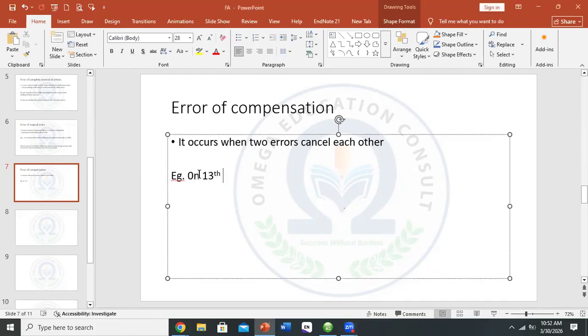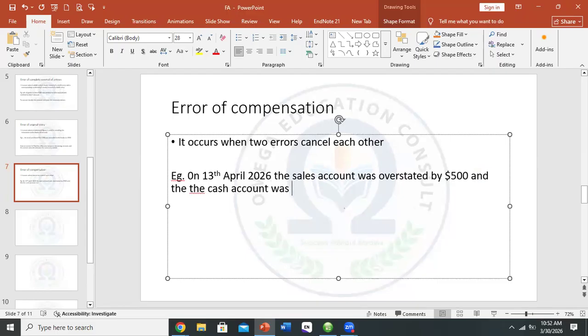On 13th April 2026, the sales account was overstated by 500 and the cash account was overstated by 500. So look at it. Sales has a credit balance, so if you overstate sales, it means you have added 500 to the credits. Cash has a debit balance and you have overstated that one too by 500. So here you are overstating a credit and you are also overstating a debit. But because the amount involved is the same, they will cancel each other. So that's an error of compensation.